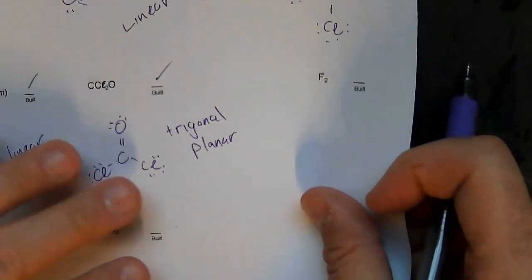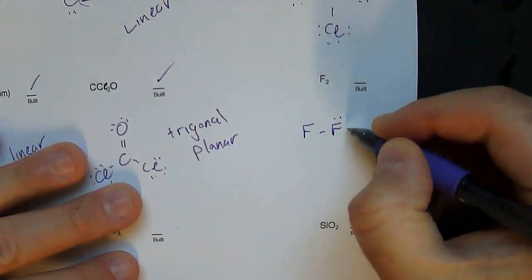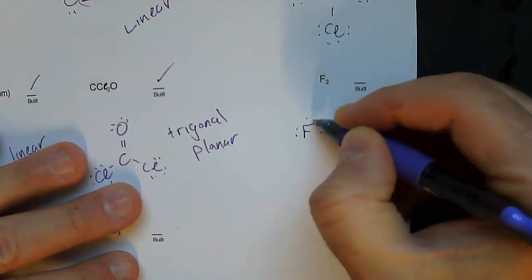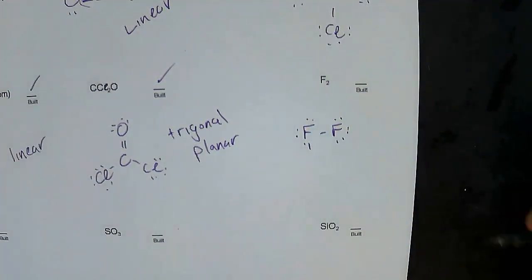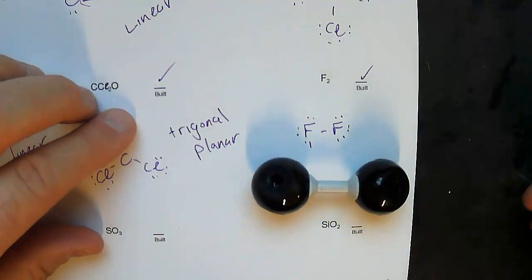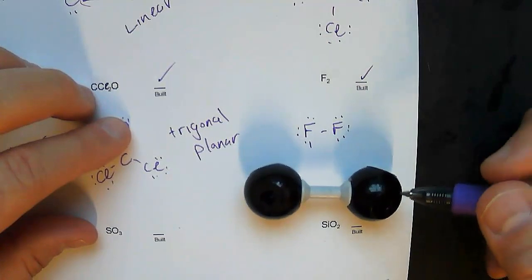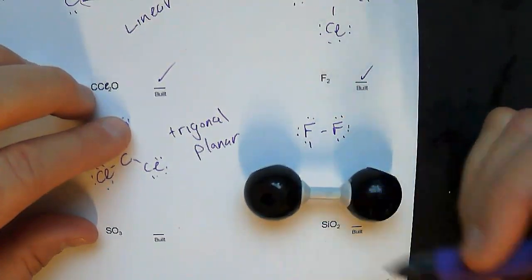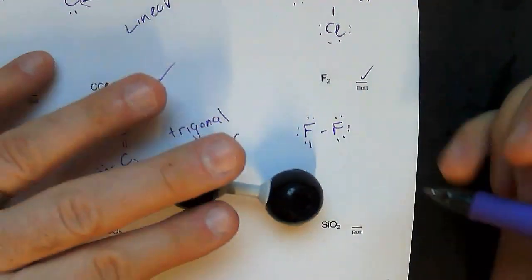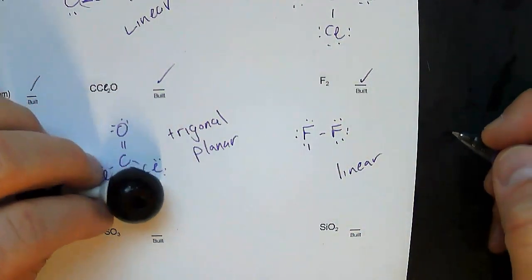Then the next one is F2. So this one is actually the simplest of them. With F2, and I built that, we have this. We just have two atoms. Anytime two atoms bond, no matter how many electrons are in between them, those two atoms form a line. So that is linear.